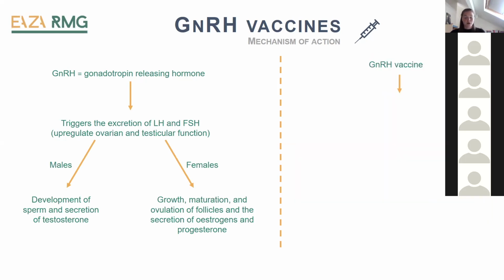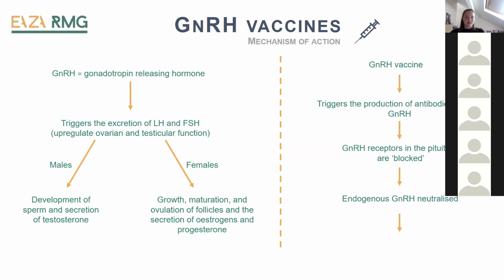The way the vaccine works is when you inject the vaccine, it triggers the production of antibodies against GnRH in your individual. This then blocks GnRH receptors in the pituitary and neutralizes any endogenous GnRH. So this stops the secretion of luteinizing hormone and follicle stimulating hormone, then preventing the development of sperm and also the growth and maturation of oocytes.